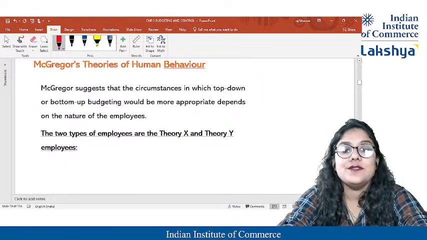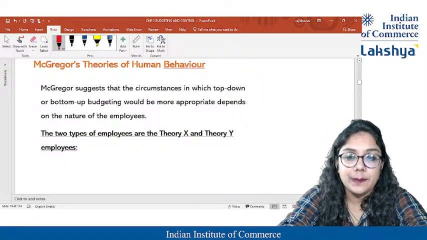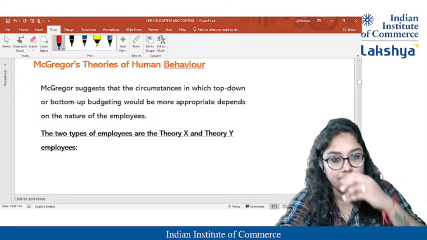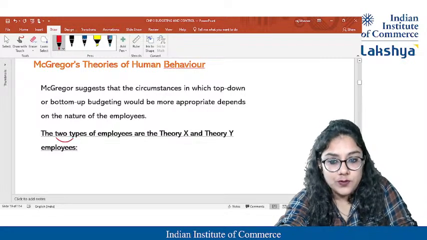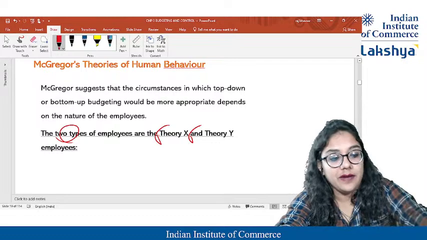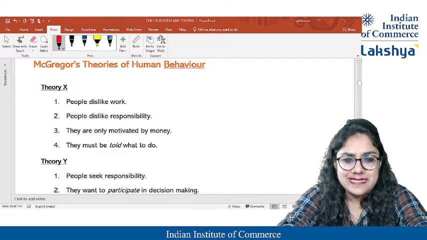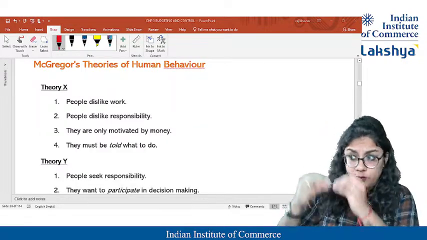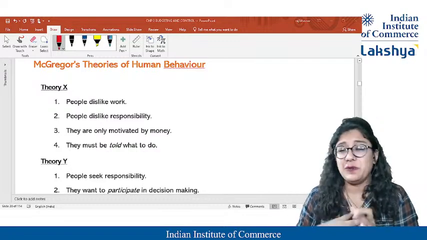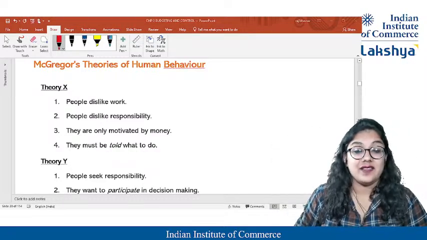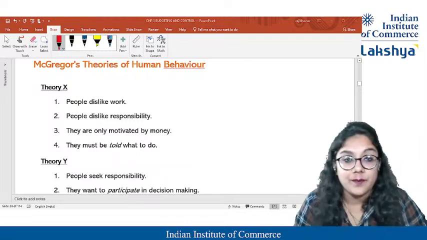Yes. So over here there was a theory about two kinds of people. McGregor gave a theory about two types of employees working in a company, Theory X and Theory Y. Theory X says that there are certain people in the group who don't like to work, who are not engaged in the work. They are just concerned with getting the salary, getting money, that's all.